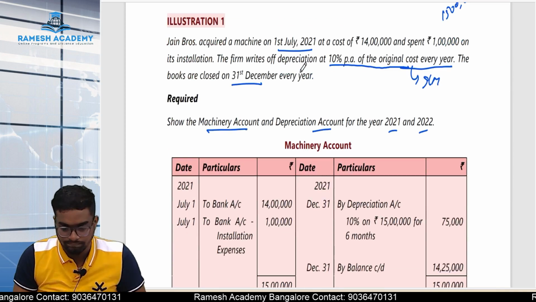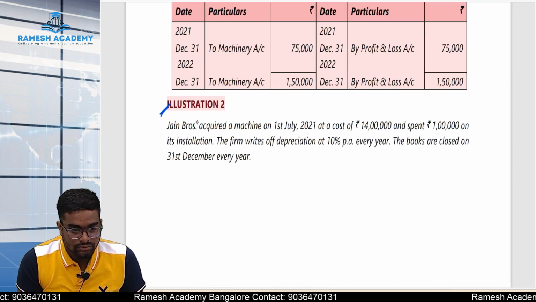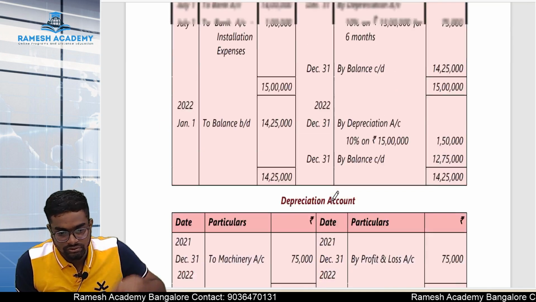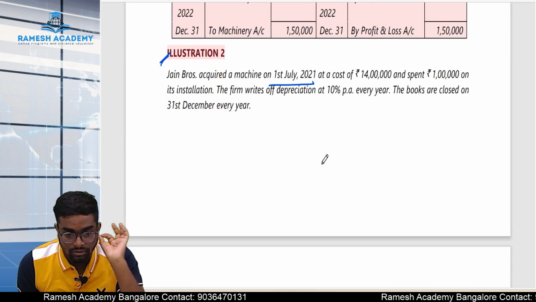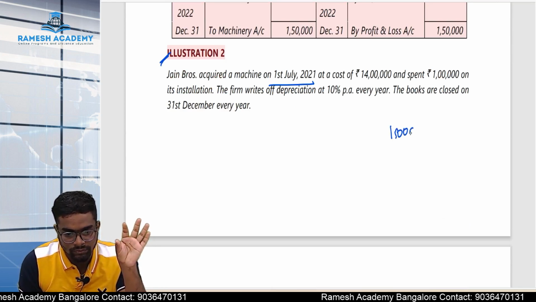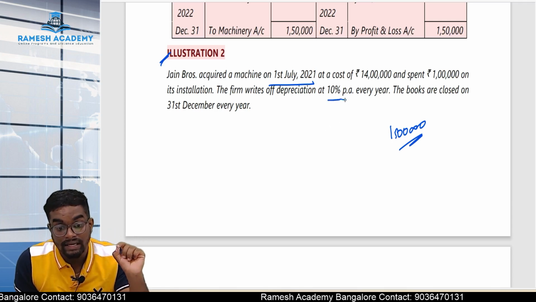So next, the illustration 2. So Jane Bros acquired a machinery on 1st July 21, same as previous question, at the cost of 14 lakh and spent 1 lakh on its installation. So the cost will be 15 lakh. It rates depreciation at 10% every year.